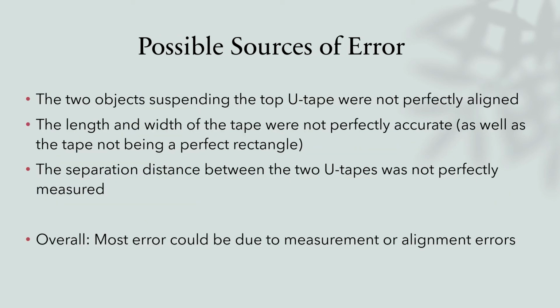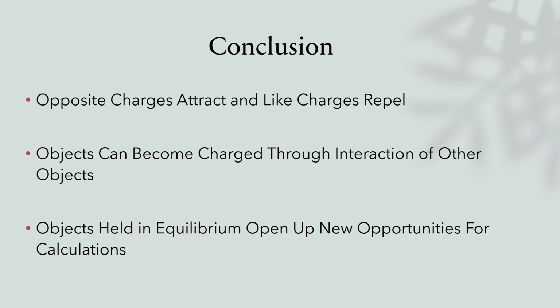Possible sources of error are due to measurement and alignment errors that are pretty small. The conclusion is that opposite charges attract and like charges repel, and objects can become charged through interaction with other objects, and objects held in equilibrium open up new opportunities for calculations.